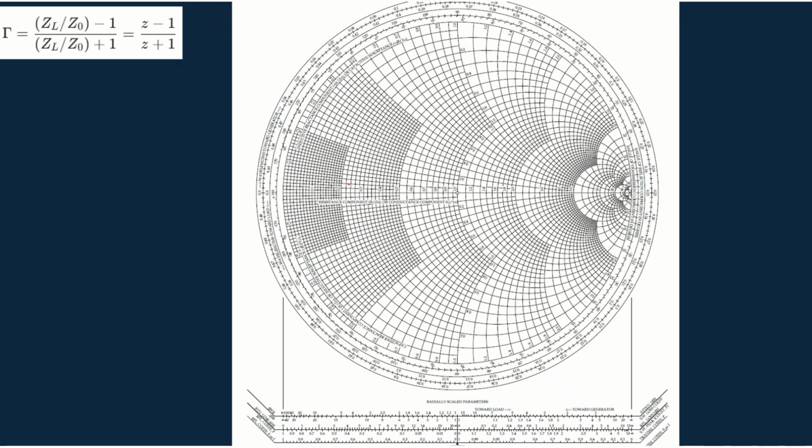So this is how the Smith chart will look. Here you can see how the values are varying in the resistance and the reactance circles.